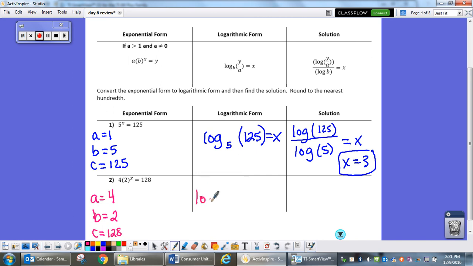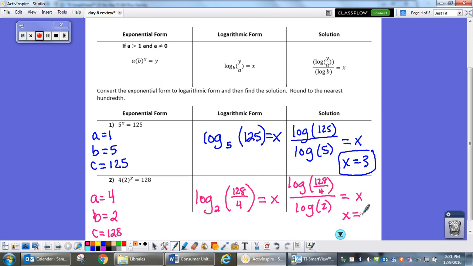Luckily we have our chart, log base 2 of y over a is going to get us our x. And then we plug it into our calculator, and x equals 5, because 4 times 2 to the 5th power is 128.